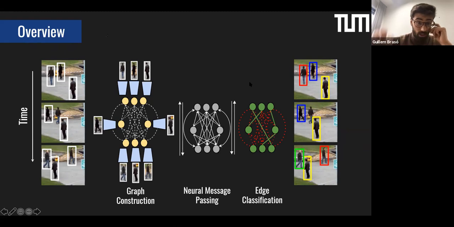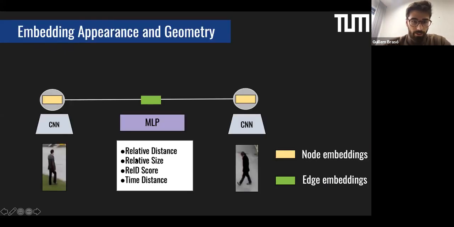So this was the high-level idea: graph construction, neural message passing, and in the end, classification. Now I will go into detail into every section of the pipeline. The first thing, regarding graph construction, as I said, our goal here is to have an initial embedding that represents every node and every edge in the graph.